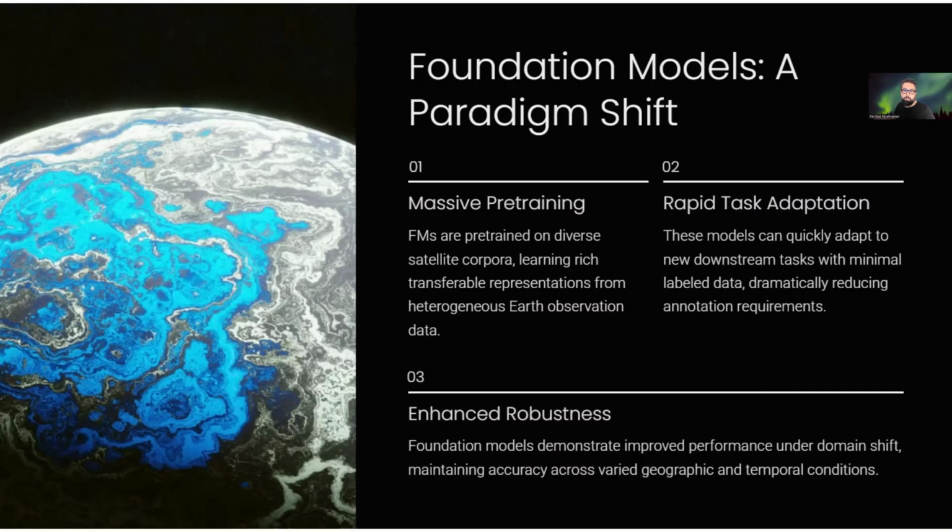This brings us to the foundation models. Foundation models overcome the limitations of previous methods through three key advantages. The first one is massive pre-training. The foundation models are trained on diverse, massive satellite data, learning rich and transferable representations from heterogeneous Earth observation data. The second one is rapid task adaptation. They can quickly adapt to new downstream tasks with minimal label data, dramatically reducing the expensive and time-consuming annotation requirements. The third one is enhanced robustness. Crucially, a foundation model maintains accuracy across varied geographic and temporal conditions, and this is the key to solving the variable threshold problem.